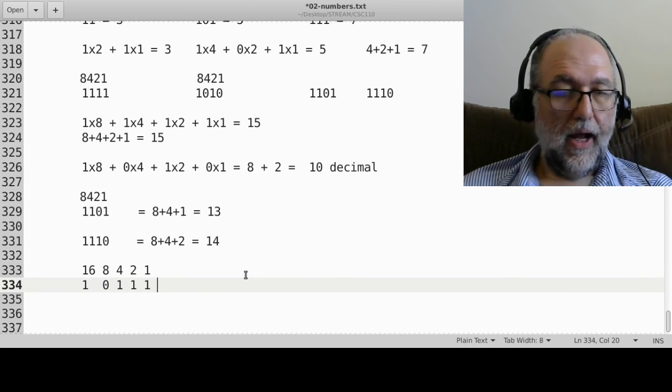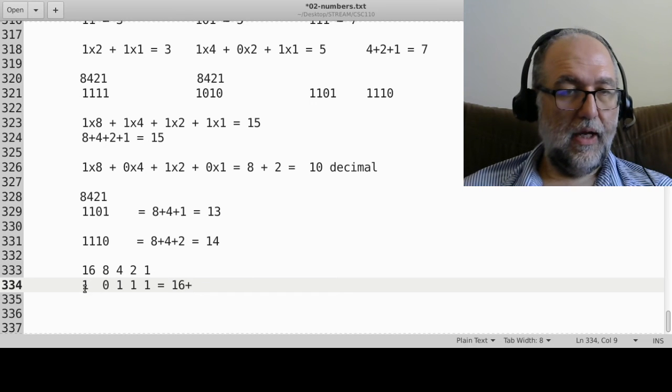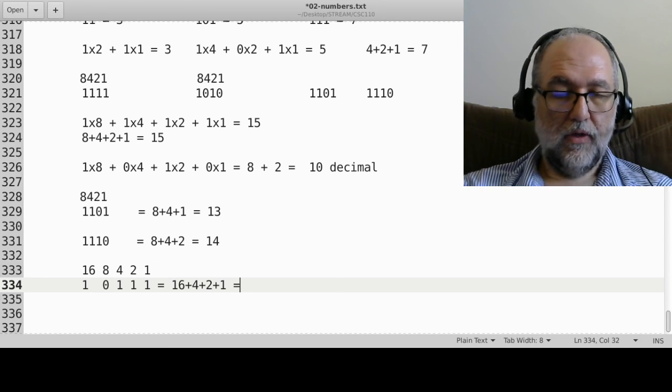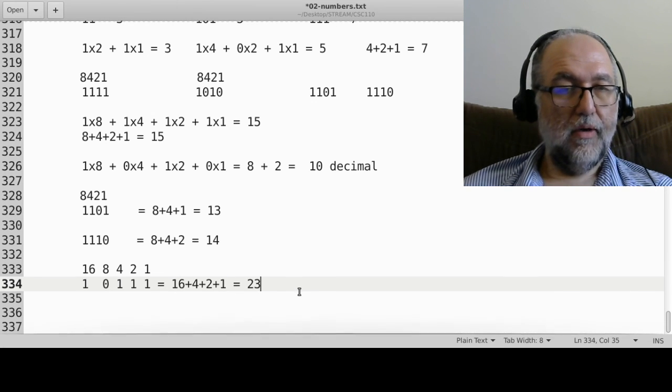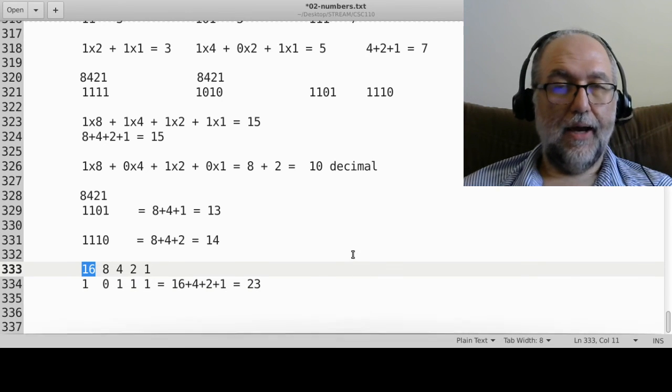That's the 16s column. And so you could say, okay, I have a 16, right? I have 1 16. I have no 8s. I have a 4 and a 2 and a 1. And you say, what's that equal to? 4 plus 16 is 20. 22, 23. And so that's equal to 23. Like that. And again, I did start on this side, but let me do another one.